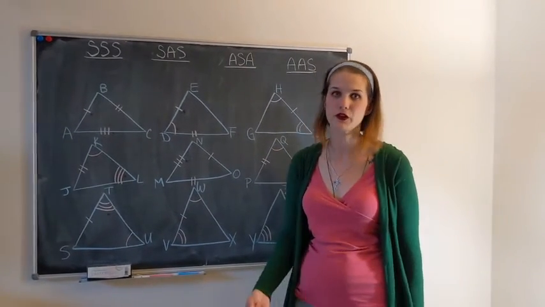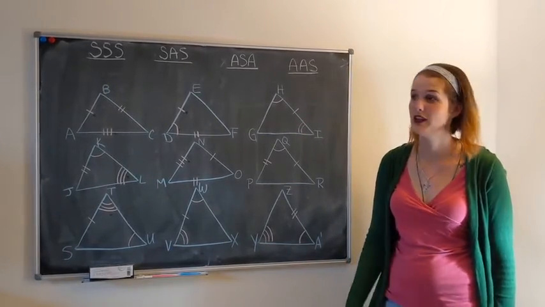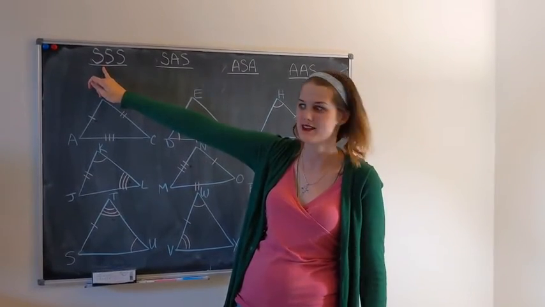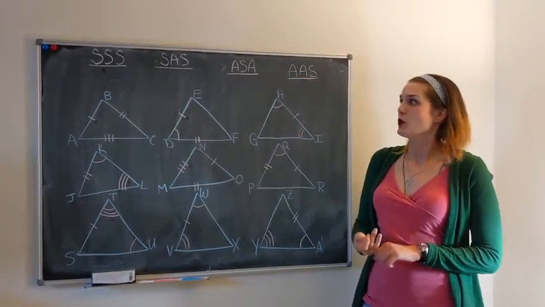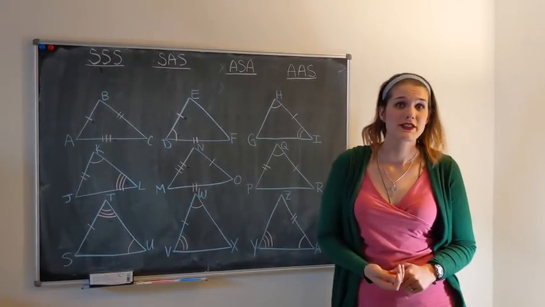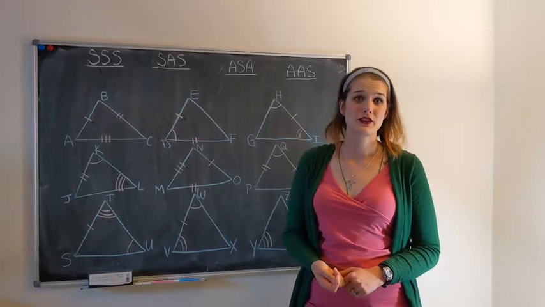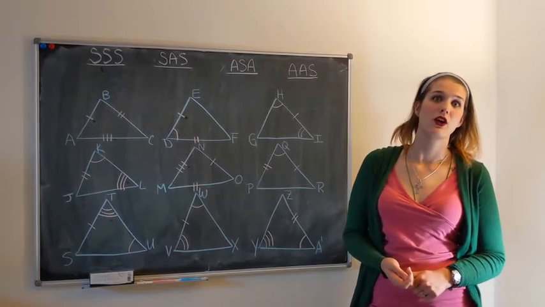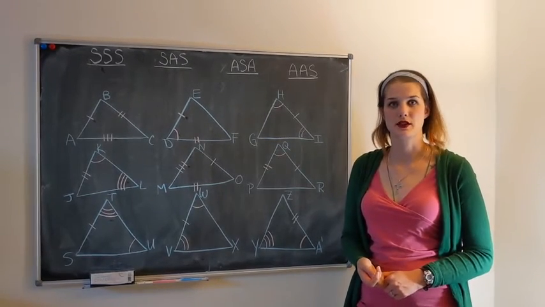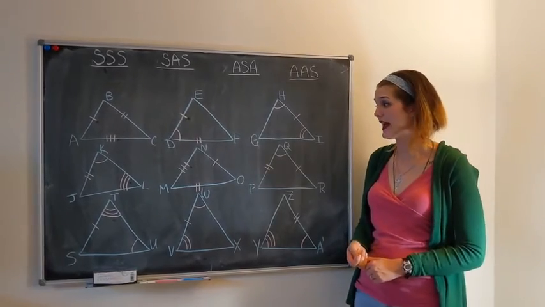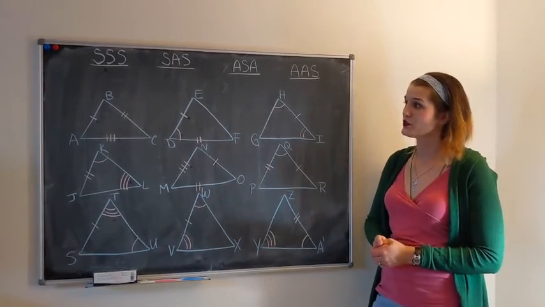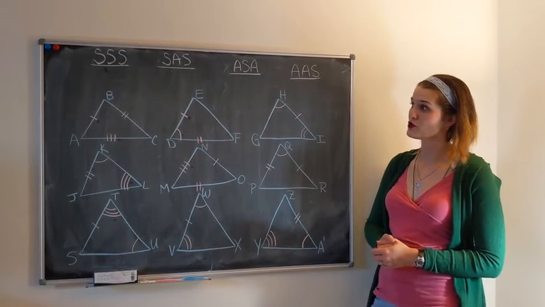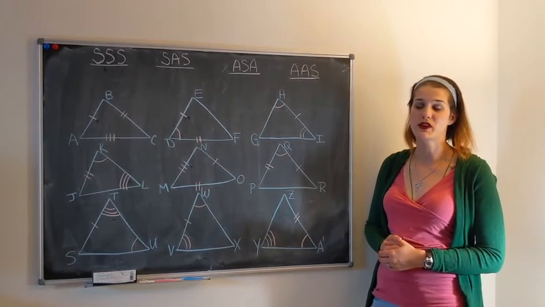So let's start with our first congruence criterion, which is side, side, side. We abbreviate this SSS, which stands for side, side, side. In order to use the side, side, side congruence criterion to say that two triangles are in fact congruent to each other, we need to know that all three sides in one triangle are congruent to their corresponding sides in another triangle. So looking at these 9 triangles, try and find the two triangles that we could say are congruent by side, side, side, since we can find 3 pairs of congruent sides between them.